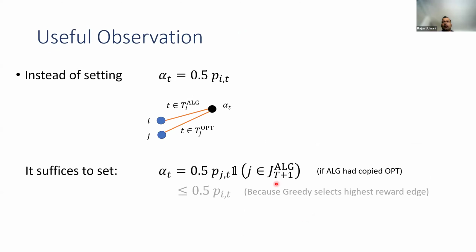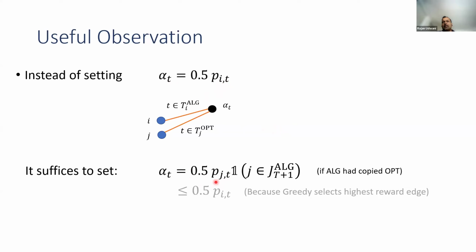So next, I have enough time, so I'll look at the two remaining applications. Before I look at the second application, which is matching with patients, let me make an observation that'll be useful over there. So we set for the stochastic reward setting alpha t to be equal to half of the reward that alg gets because it matches t to i. But in the analysis, what we really used was a lower bound on it. In particular, we used this lower bound where we looked at what T was matched to by opt. So T matched J to opt.